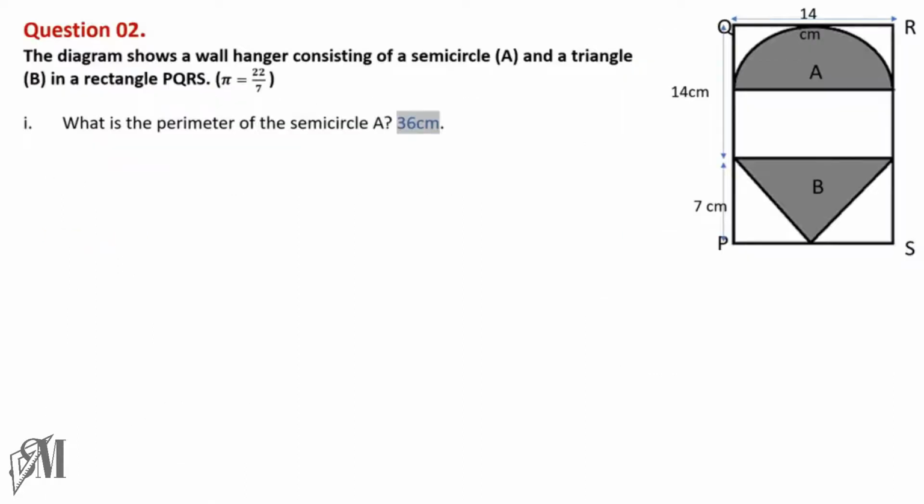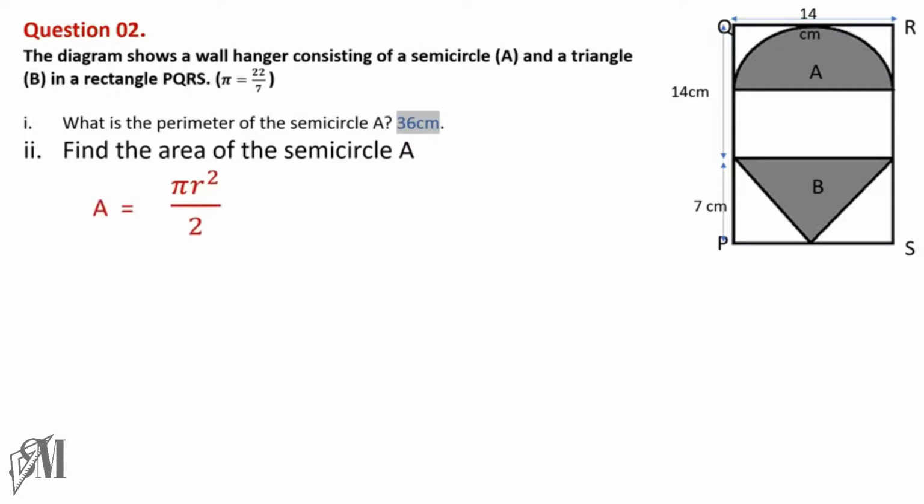The second part of this question tells us to find the area of the semicircular part A. So you know the area of a circle is pi r squared. A semicircle will be pi r squared by 2. So we apply this, substitute the values, and the answer is 77 centimeters squared.